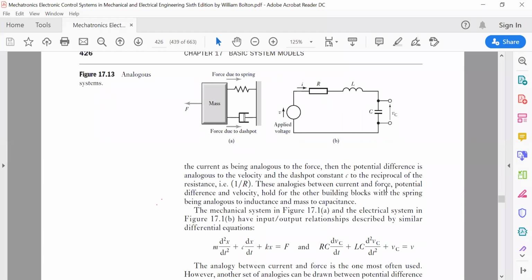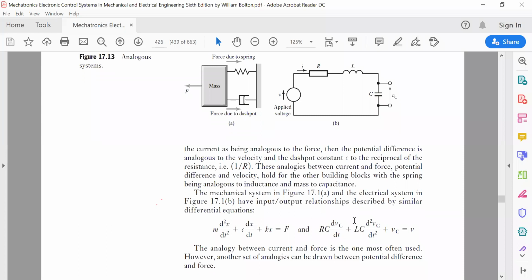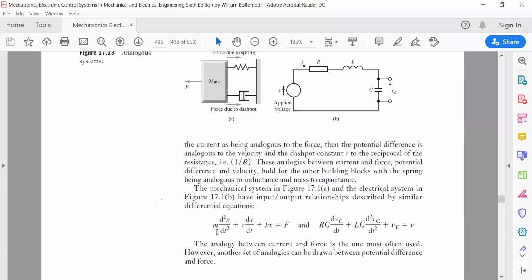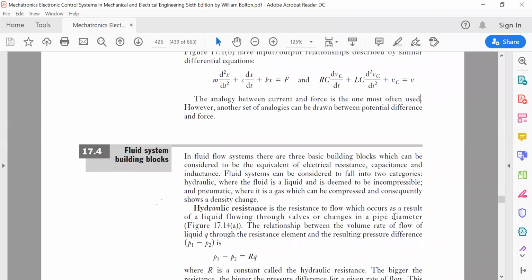These analogies between current and force, potential difference and velocity hold for other building blocks, with the spring being analogous to the inductance and mass to the capacitance. Spring analogous to the inductance and mass to the capacitor. You must remember these things. So you already have derived this equation, m d2x by dt2 plus c dx by dt plus kx is equal to f. This was the equation derived in the first mechanical setup, and this is the equation with the electrical system. So these are the two analogies that you have seen over here as well.